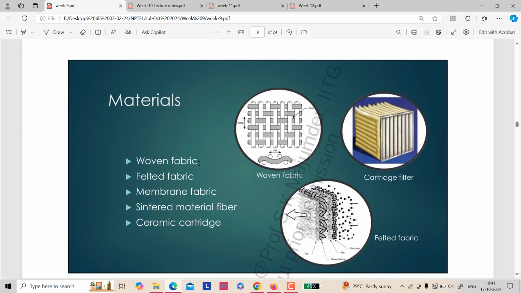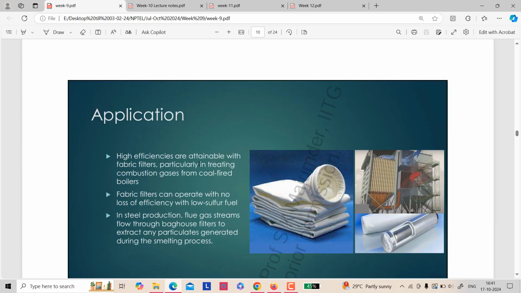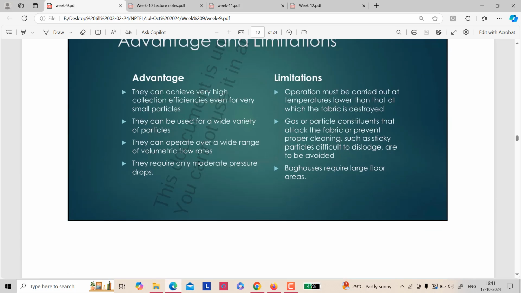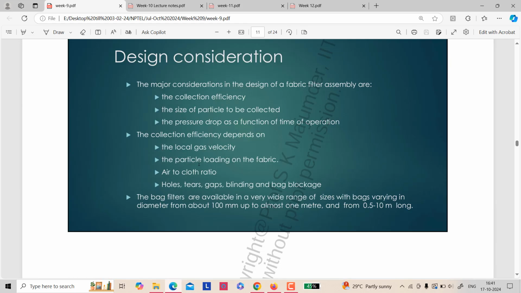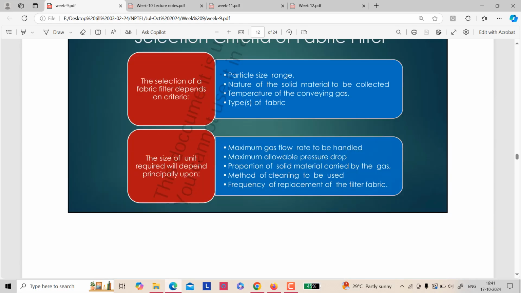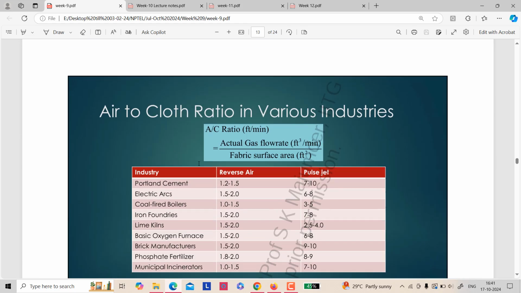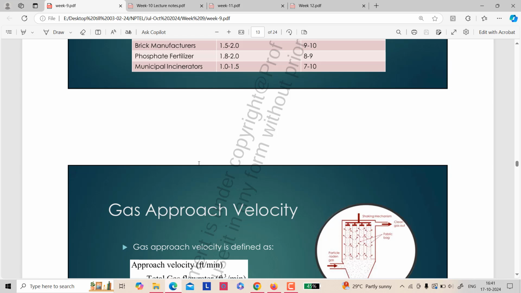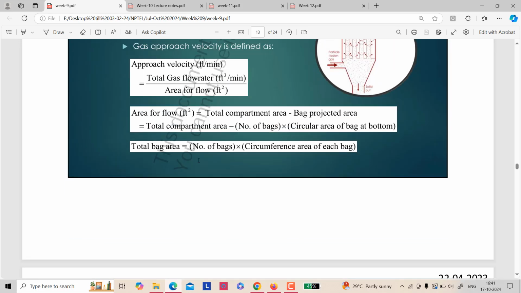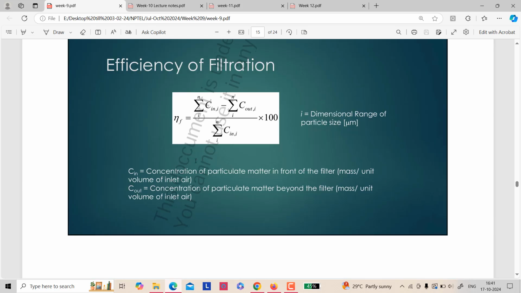These are the materials used in the filters. There are huge applications of the different types of filters used in industry or any other places. These are the selection criteria: air to cloth ratio in various industries. This is the formula for the efficiency of filtration.